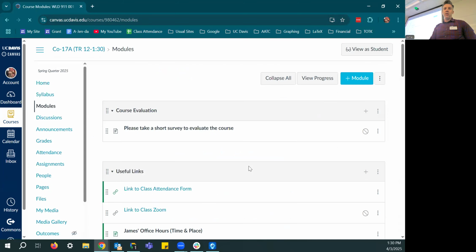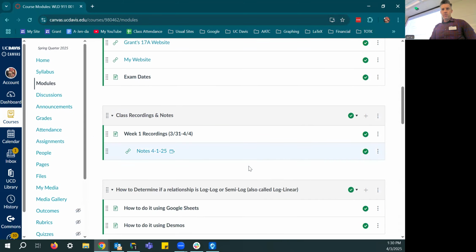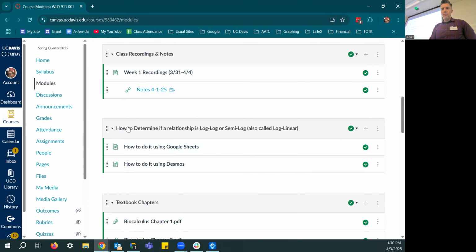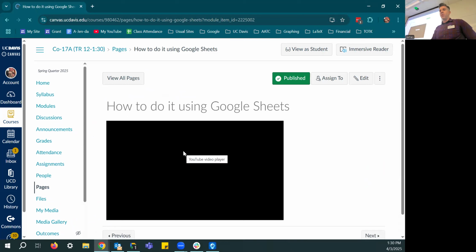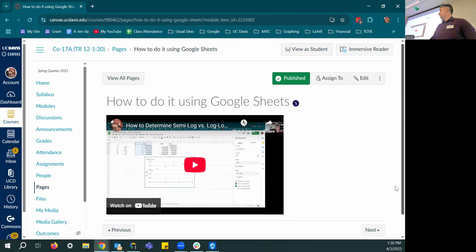So if you look here in the modules, right there, how to determine if a relationship is log or semi-log, I would encourage you to click on that and check out the way to do that. It's pretty straightforward once you've done it a few times, but it does take a little bit of getting used to before you've done it. So we'll talk about that on Tuesday.